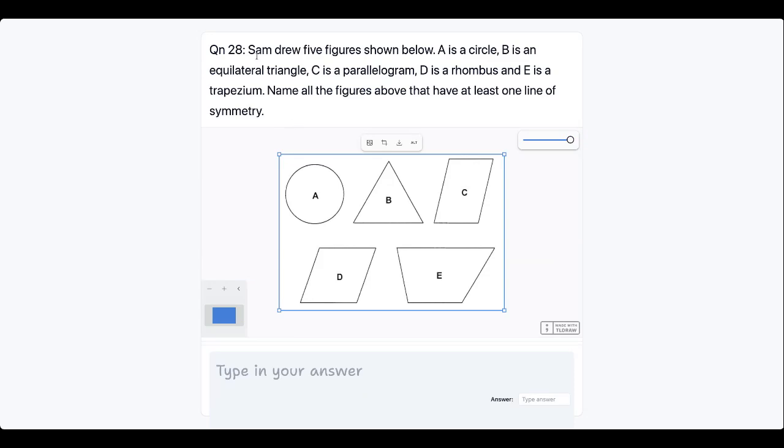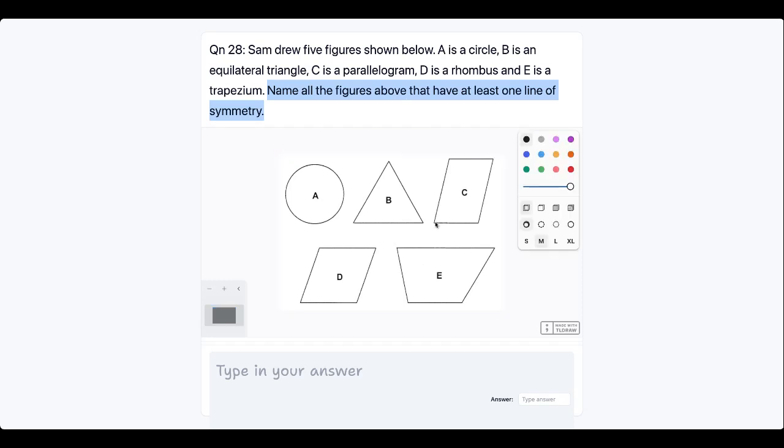Question 28. Sam drew 5 figures shown below. A is a circle, B is an equilateral triangle, and C is a parallelogram. D is a rhombus and E is a trapezium. Name all the figures above that have at least one line of symmetry.